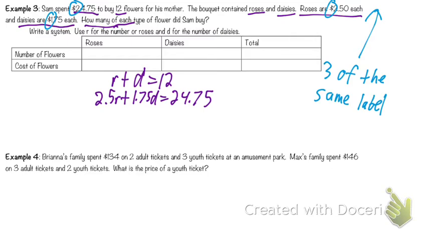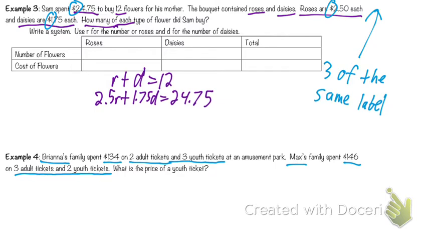Important information. Okay. Tobin, lead me off. The family spent $134 on 2 adult tickets. Okay, so Bree's family spent $134 on 2 adult tickets. Is it just 2 adult tickets they bought with that? And 3 youth tickets. And 3 youth tickets, okay. Tucker, were you going to tell me another piece of information? Max spent $146 on 3 adult tickets and 2 youth tickets. Okay?